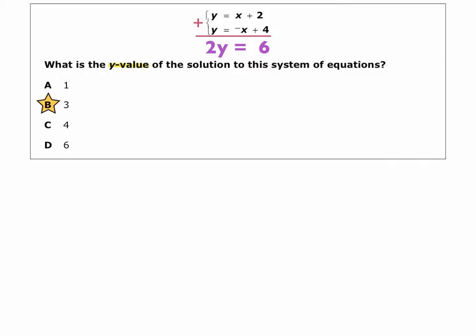Now, if I wanted to solve for x, what I would do is choose one of my original equations, either y equals x plus 2 or y equals negative x plus 4, and I would plug in 3 for y and solve for x.